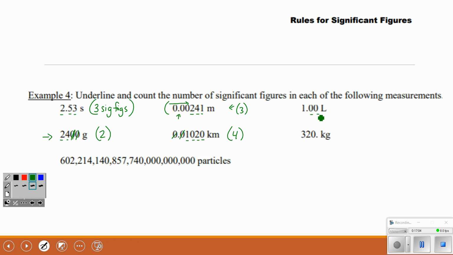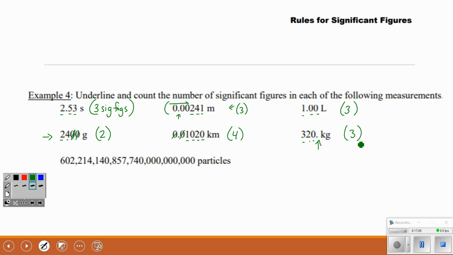Trailing zeros, as long as you have a decimal, count. Again, think about it, they make that measurement a lot more precise. So all of those are significant. So this one has 3 significant figures. The decimal place that is put there makes that 0 significant. So this one has 3 significant figures.